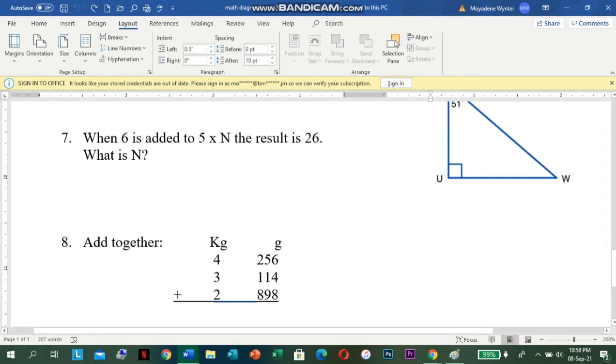Because n is unknown. We don't know what n is. But when we add 6 to 5 times n, the result is 26. So the number that we are going to use for n, when we multiply it by 5 and add 6 to the answer, it must give us 26. So let me work that.